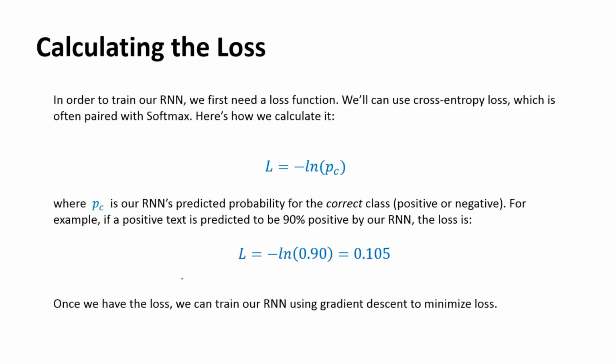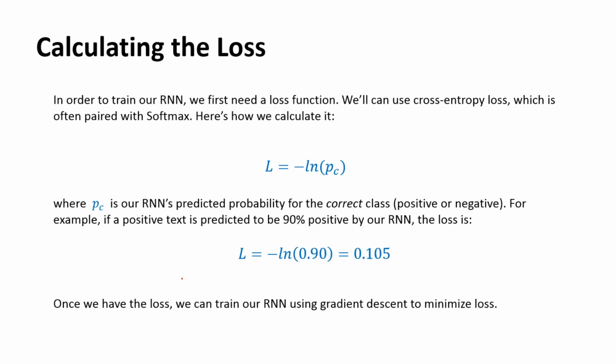So if the predicted text is 90% positive for the RNN, the loss would be the function you pass PC into, which is basically 10%. Once we have that loss, we can train our RNN using gradient descent to minimize the loss. We basically use the backpropagation technique to minimize the loss of our RNN network.